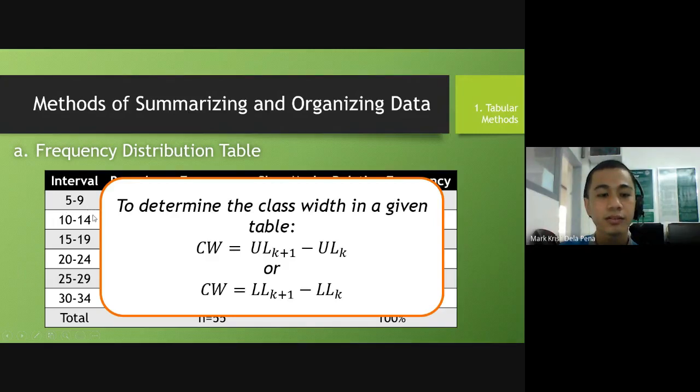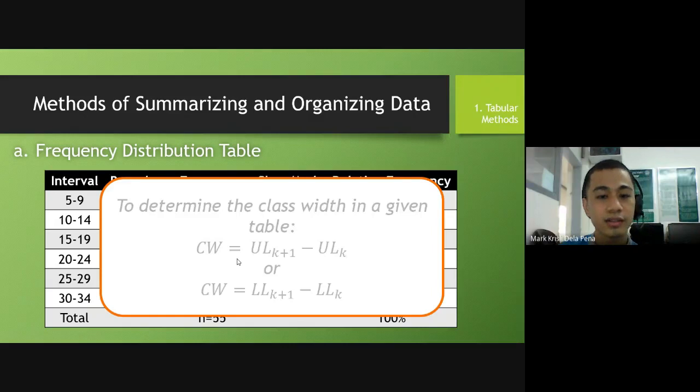So the upper limit of our second class interval minus the upper limit of the first class interval. We can also calculate the class width using the lower limits. So that's the lower limit of the next class interval minus the lower limit of the current class interval. If we use the second and the third row classifiers as our reference, our current class interval is 10 and our next class interval is 15. So that's 15 minus 10. For this example, our class width is equal to 5.